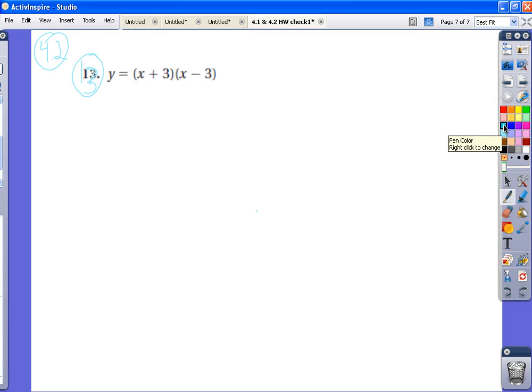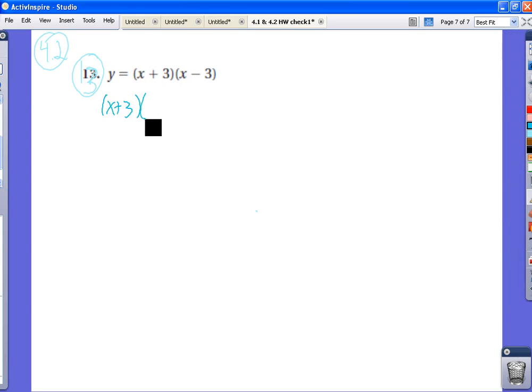Graph the function, label the vertex, axis of symmetry, and x-intercepts. This is called what form? Intercept form. Because if you remember, an x-intercept is where the graph crosses the x-axis. And what is the y-value on the x-axis? Zero. So whatever that x-value is, the y-value is zero. What values can you plug into x that will give you zero in the end? Negative 3, right? Negative 3 plus 3 is 0. 0 times anything is 0. So negative 3 is an intercept. And also 3. 3 minus 3 is 0, and 0 times anything is 0. So 3 is an x-intercept.